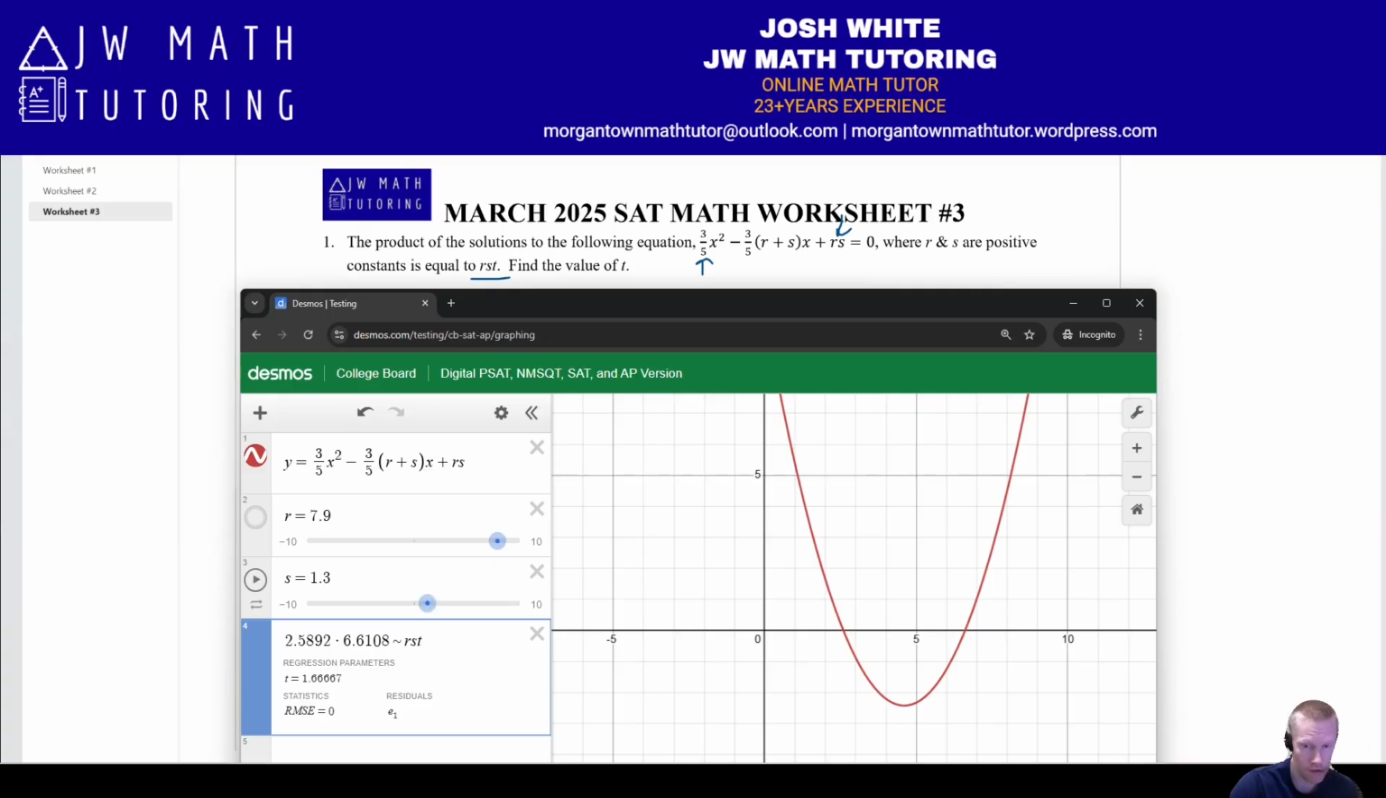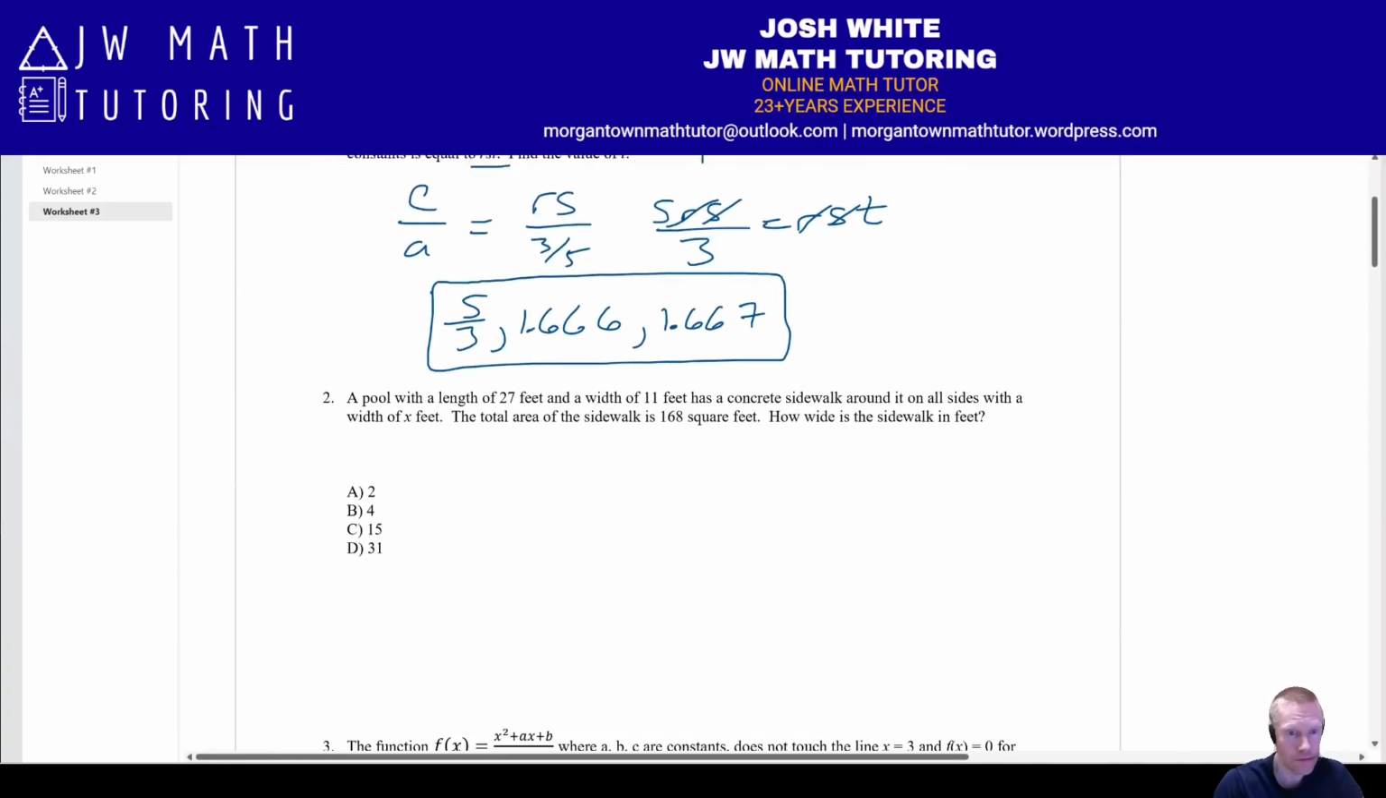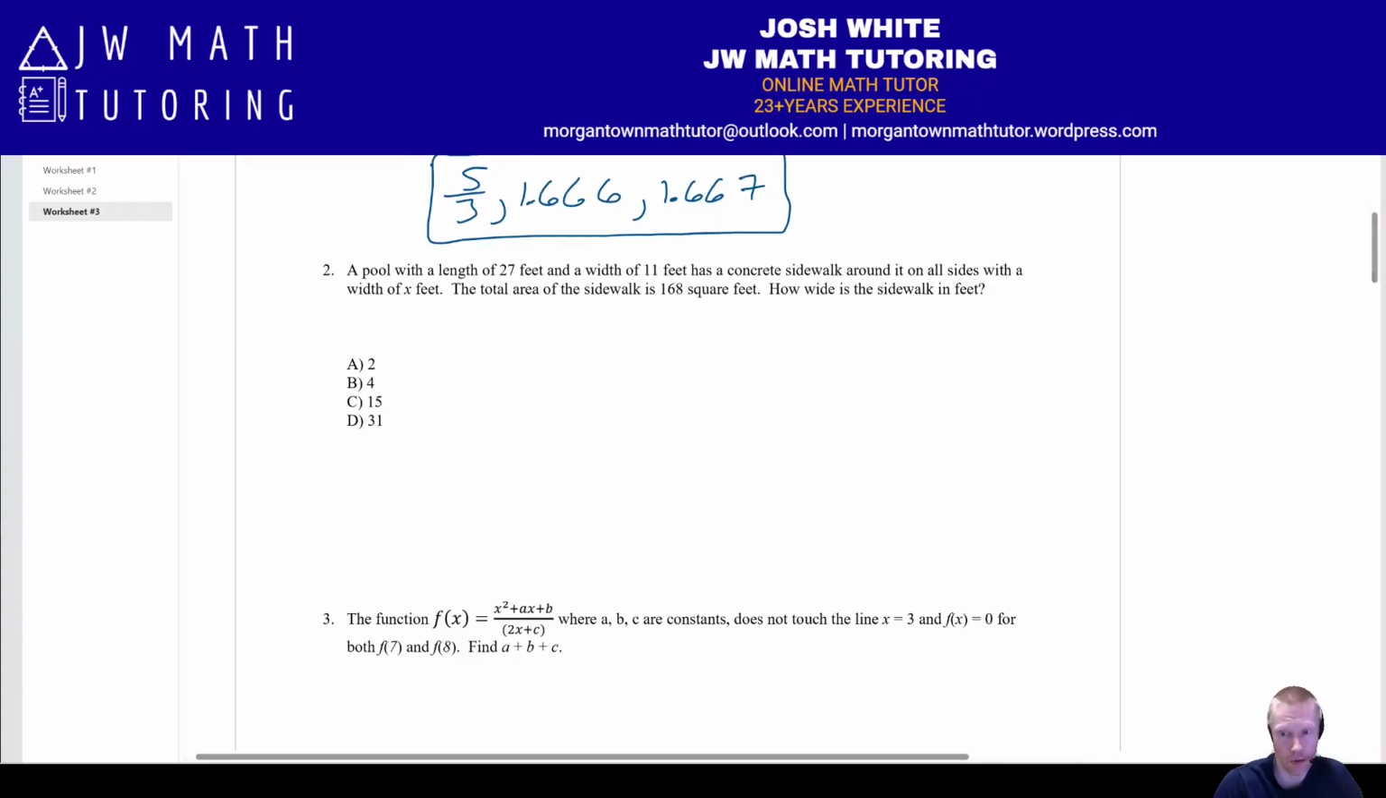And again, you move R and S to different values, and then manually type in what the two solutions are, and you're going to get the same value for t. All right, next up, let's look at the pool question.